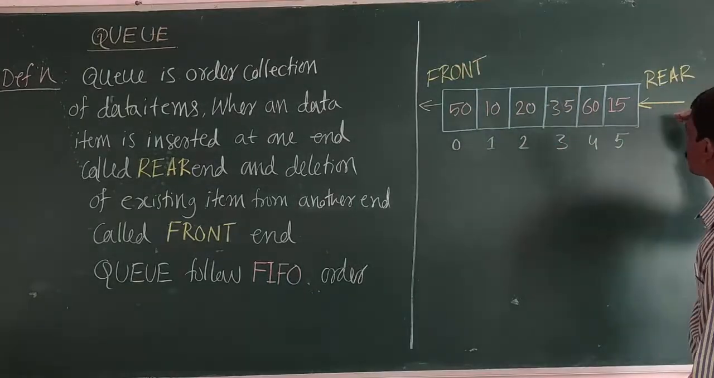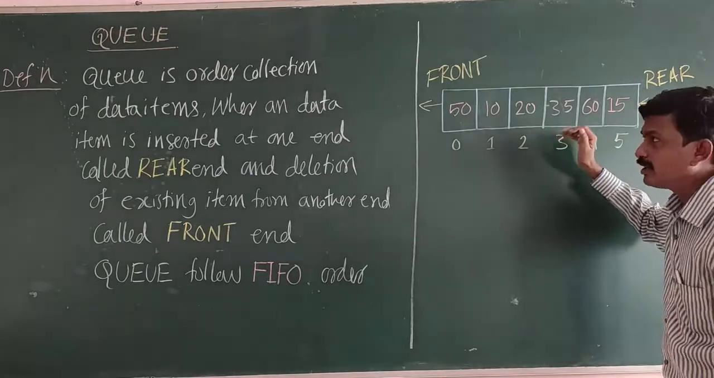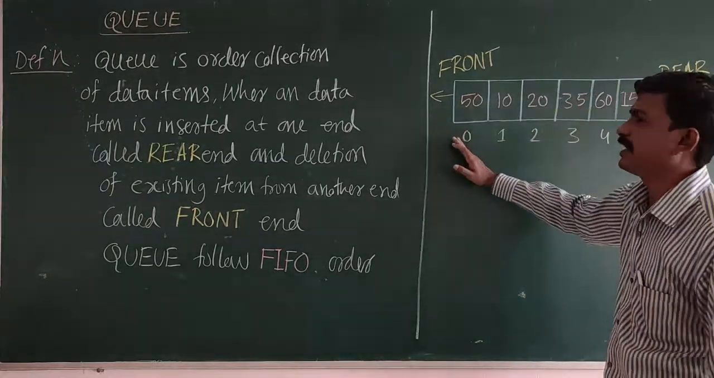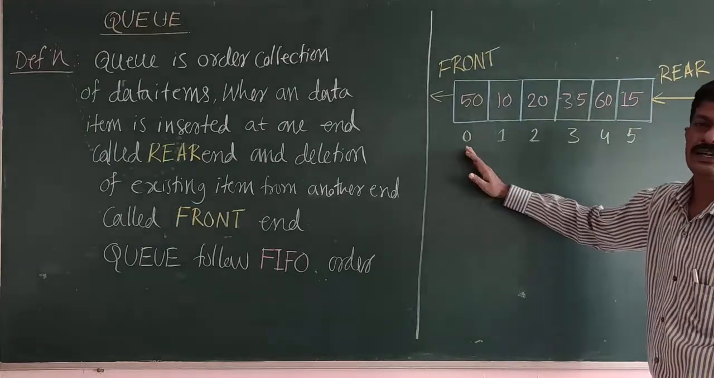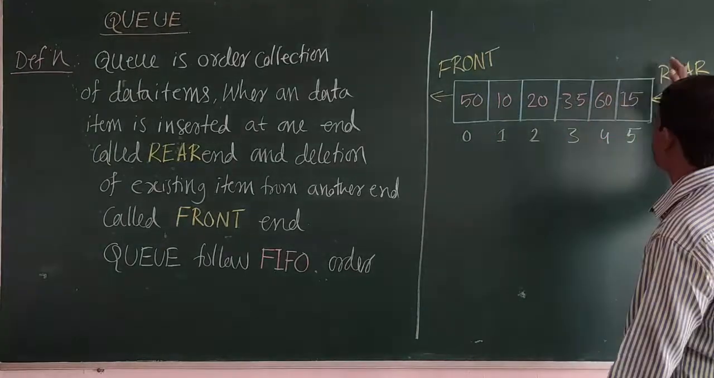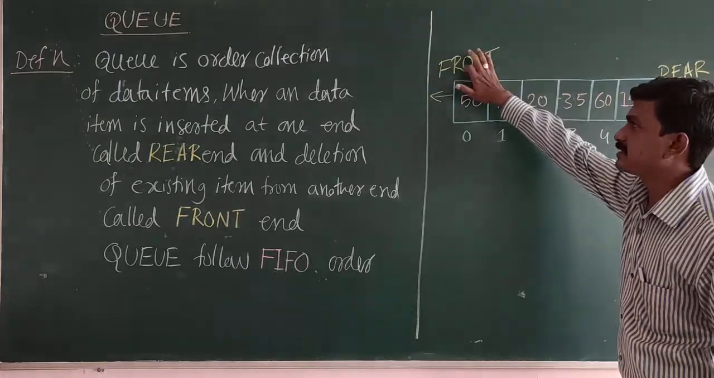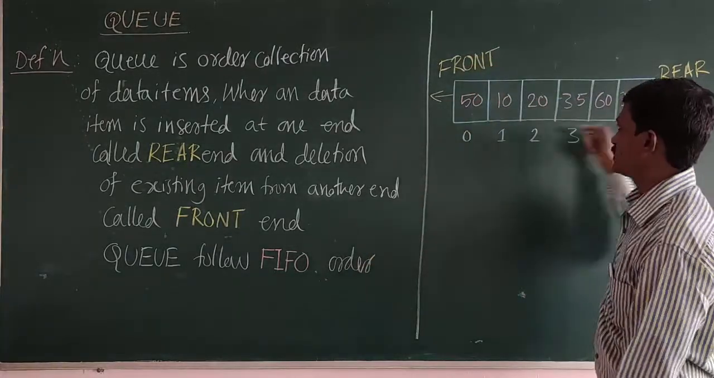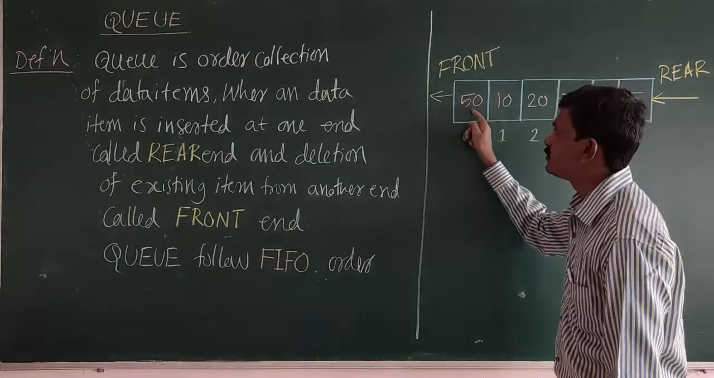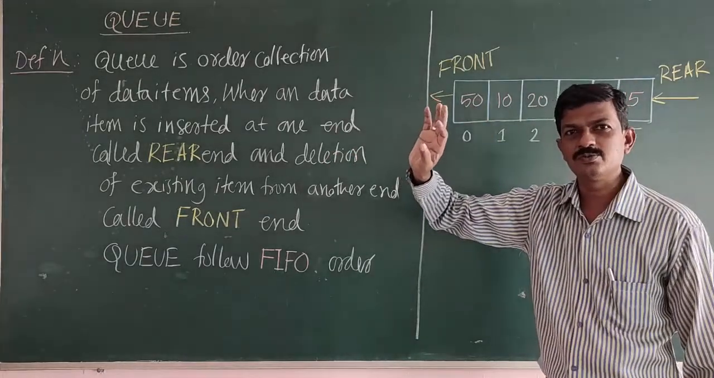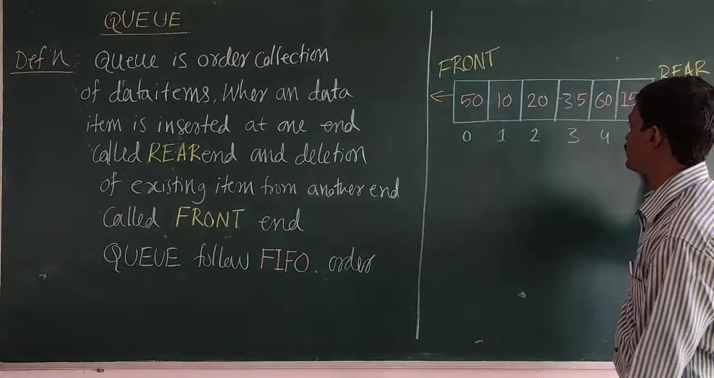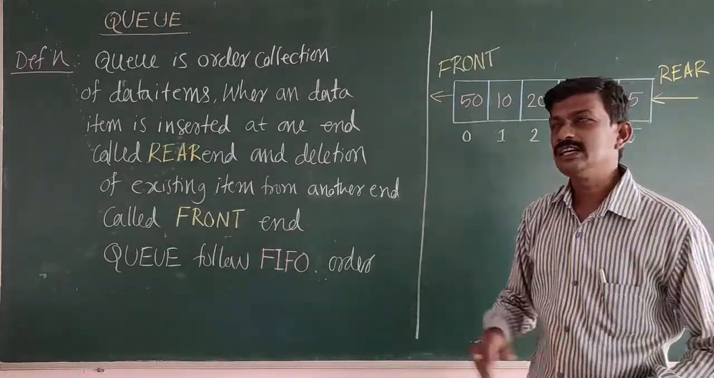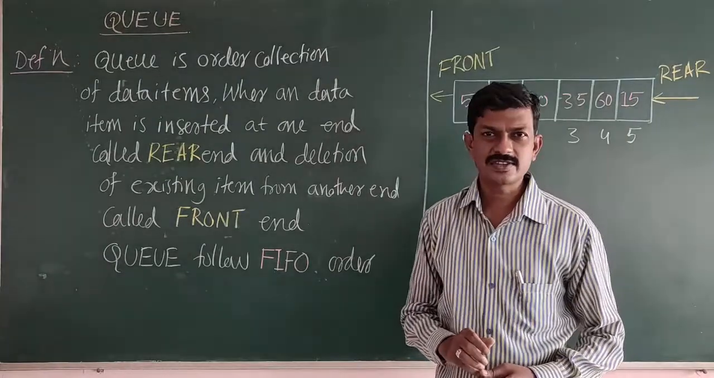We insert from one end and delete from another end, two different ends specially meant for insertion and deletion. The insertion end is called the rear end and the deletion end is called the front end. FIFO means the element which is first inserted into the queue is first removed from the queue. Whatever element you insert into this queue is first removed from this queue data structure.